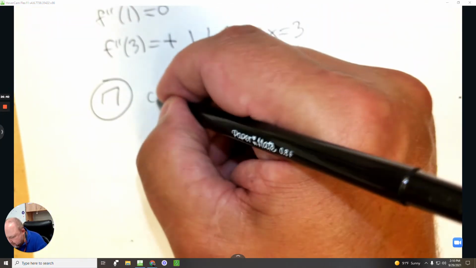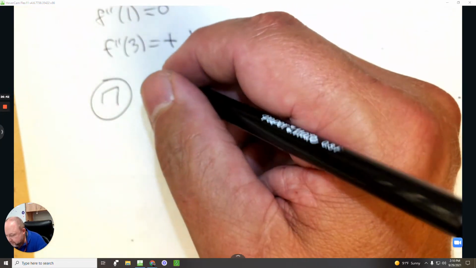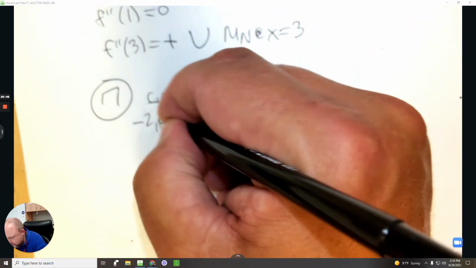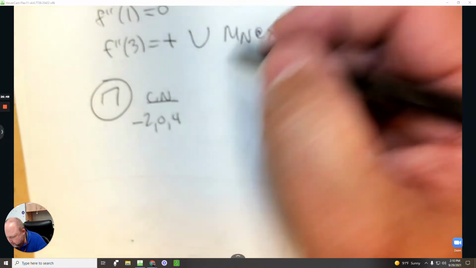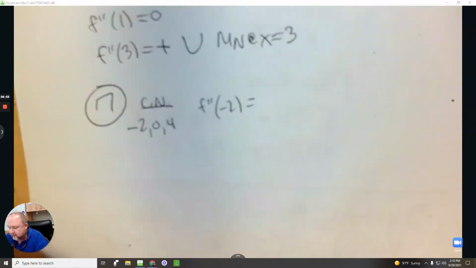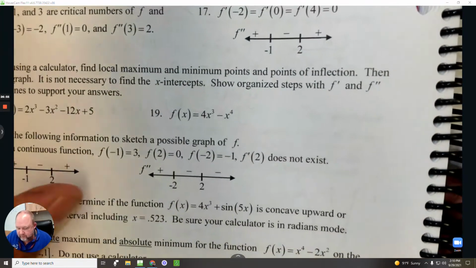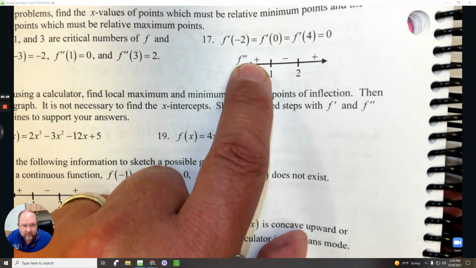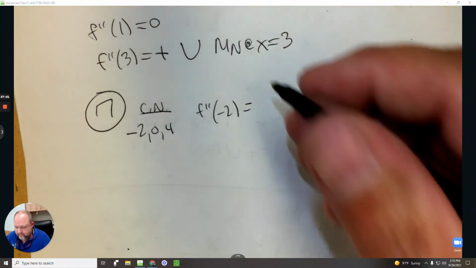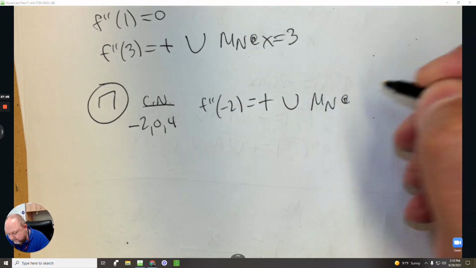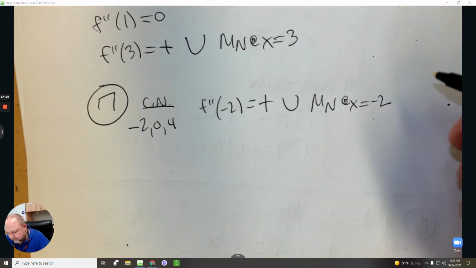So our critical numbers, the first derivative at negative 2 and 0 and 4 all equal 0. So negative 2, 0, and 4 are critical numbers. And then when I look off the number line, you won't find negative 2 here, but negative 2 is here, less than negative 1, so that's positive. So you have to know how to read a number line. So that means there's a minimum at x equals negative 2.